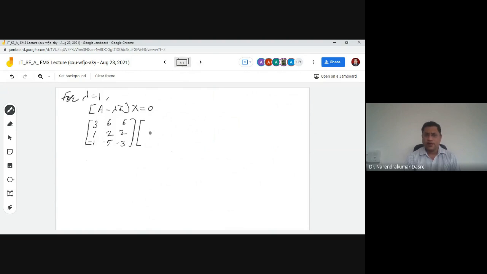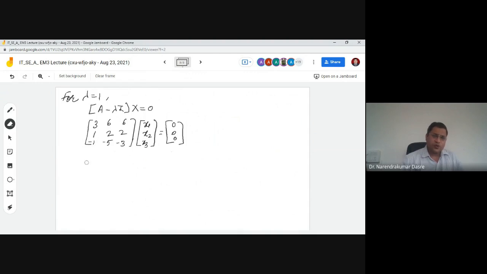Then we write this vector with the components x1, x2, x3. Why x1, x2, x3? Because our dimension is 3 dimension, so this matrix is 3 cross 3. That's why we have the 3 components. And here you can have 0, 0, 0, the all-zero vector. Now you can see this is the system Ax is equal to 0. So we have to solve this system of linear equations, which we can do by rank analysis.